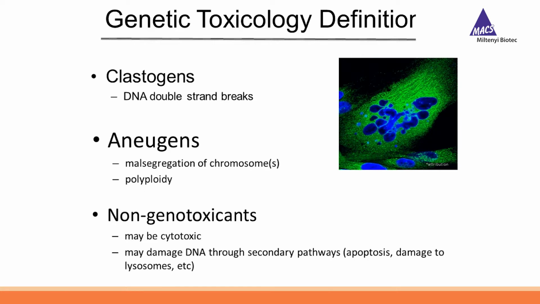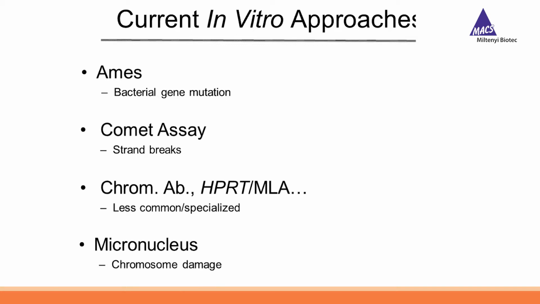Now, many of these may be just as cytotoxic as those clastogens or aneugens, but they do that through other mechanisms. And in fact, they may ultimately damage DNA, but they're primarily doing it through secondary pathways. Some examples of that would be apoptosis or damage to lysosomes, et cetera. But it's not a direct type of DNA damage, such as we would see with either clastogens or aneugens.